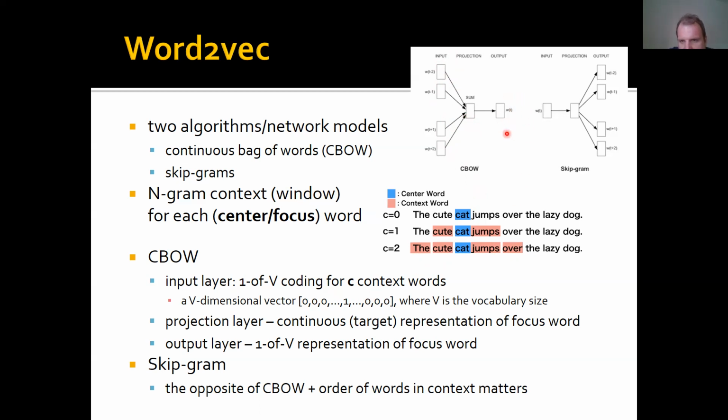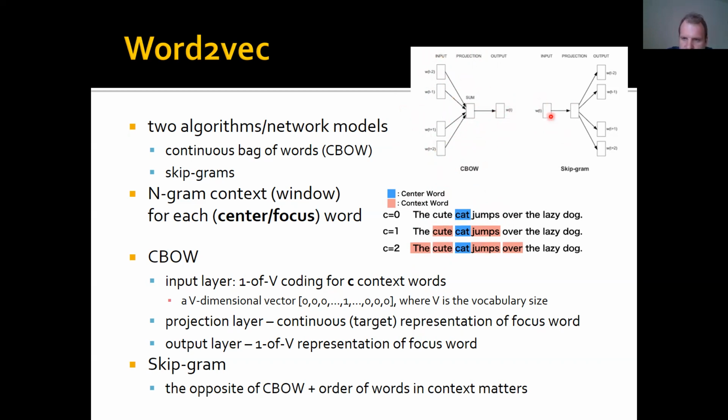Then at the end, on the projection layer, we have the representation of the focus or center word, which is the cat and the encoding for cat. So now we have a set of vectors for the context and a vector for the center word. We can provide this model with many of these pairs and train it by backpropagation. This model is called continuous bag of words. This is how we predict the actual center word from the context.